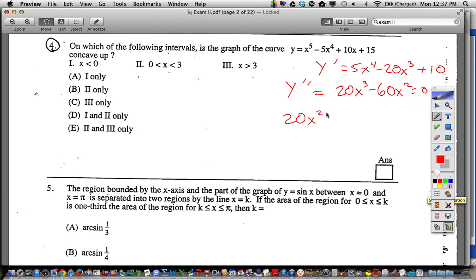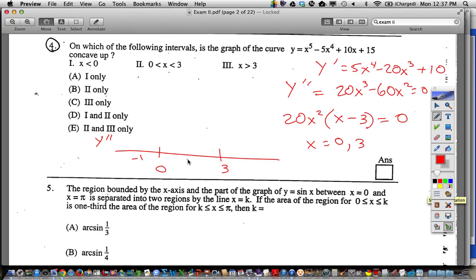So if you factor out a 20x squared, you get x minus 3, I believe. Is that right? So either x is 0 or x is 3. Well, that's not surprising looking at our answer choices. But it's a number line that's going to tell us what's going on here. So negative 1, 1, 4. Here's our second derivative right here.